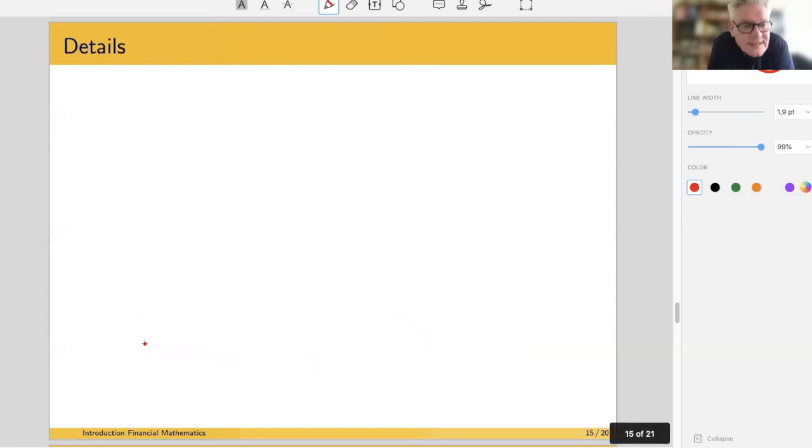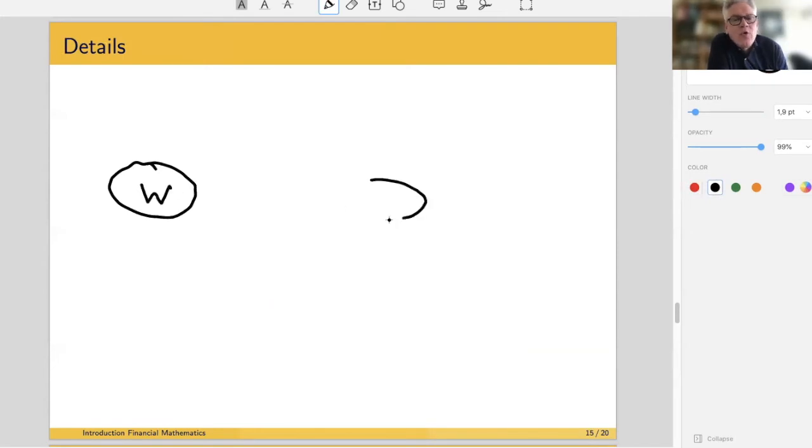All right, let's do a little bit more detail here. So what do we have? We have two entities. We have the writer and we have the holder. The writer sells an option to the holder. Let's say a call option.